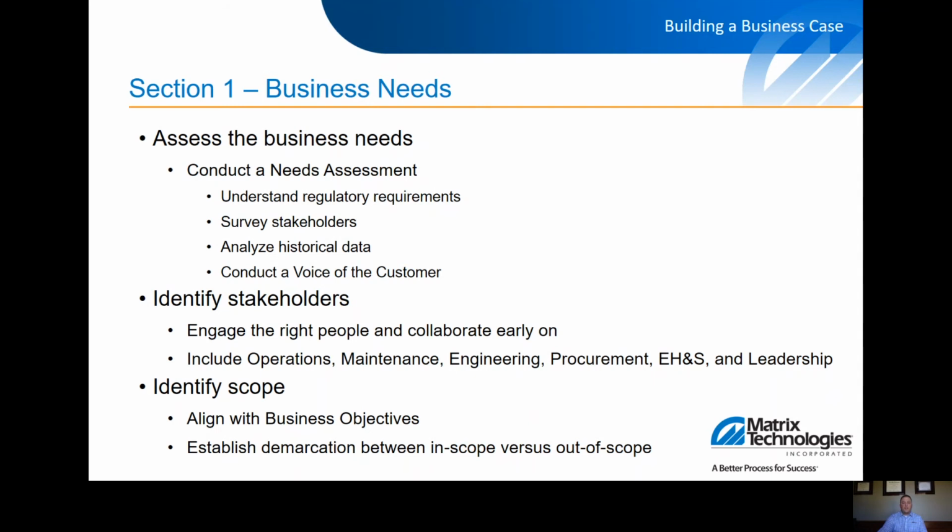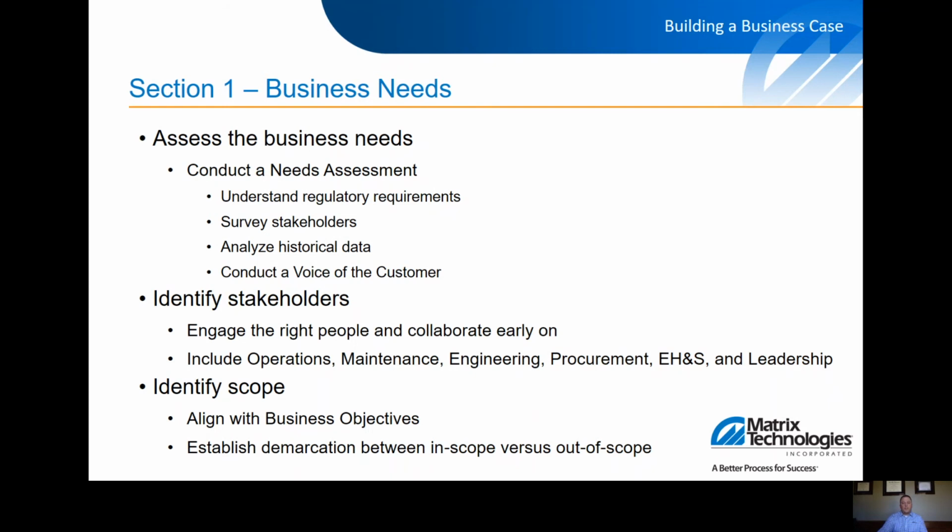Identifying stakeholders is engaging all decision-making personnel to collaborate on the business needs. These groups or individuals often represent operations, maintenance, engineering, procurement, as well as environmental health and safety, in addition to a champion from the steering committee or leadership level. This step is essential relative to engaging all of the right people early on in order to avoid misalignment or oversight later in the project.